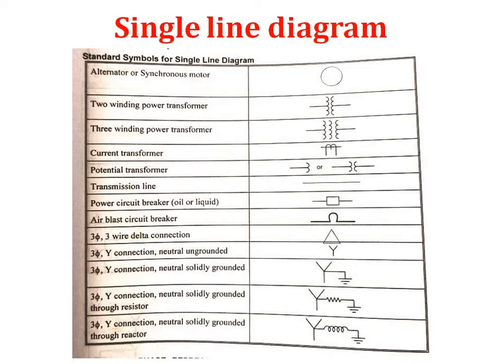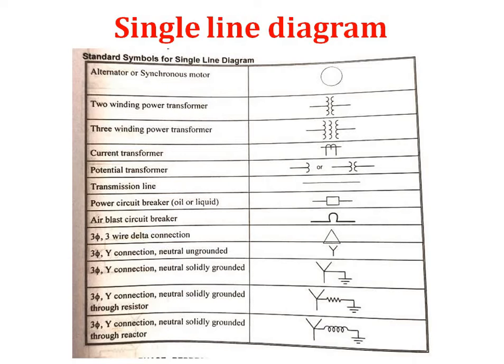For example, in a single line diagram, an alternator or synchronous motor will be represented by a small-size circle. Two winding power transformer, for example, primary and secondary. Three winding power transformer, that means three phase, it will be represented positive, negative and zero. So three windings are represented in this diagram. Current transformer, that is called single core design. Then potential transformer, either primary or secondary.